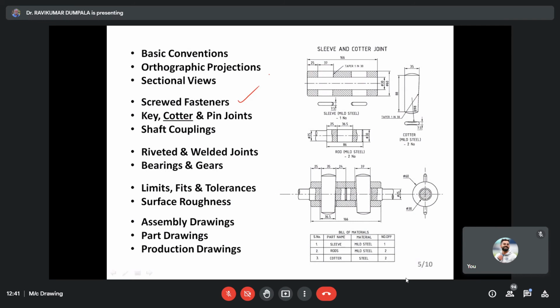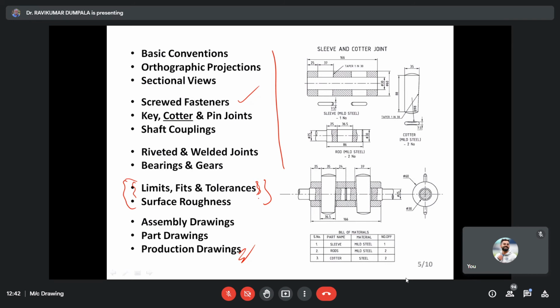Then, as we have not covered limits, fits and tolerances in metrology, and because production drawings require these things, I'm going to discuss limits, fits and tolerances. This is more theoretical, less of drawing. Above that, you have to draw many elements. I'll try to cover this part before the mid-examination. Surface roughness, if I'm not able to cover before the mid-examination, I'll cover after the mid-semester examination.